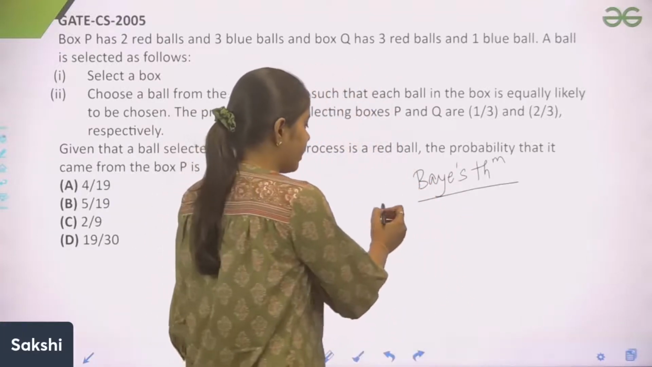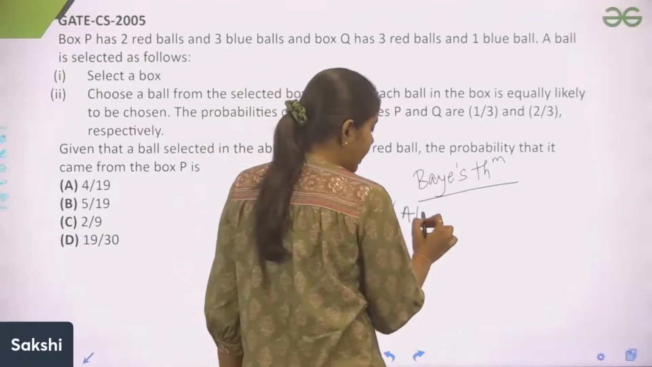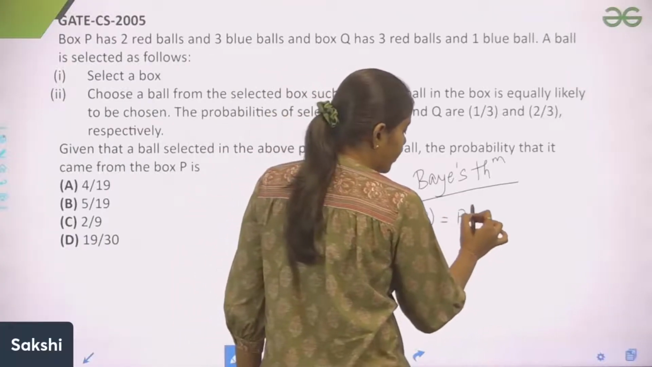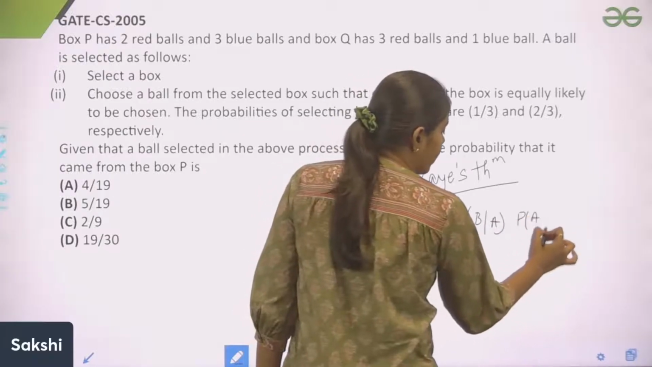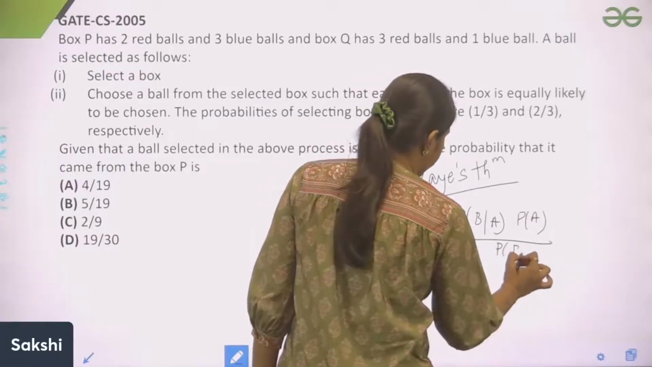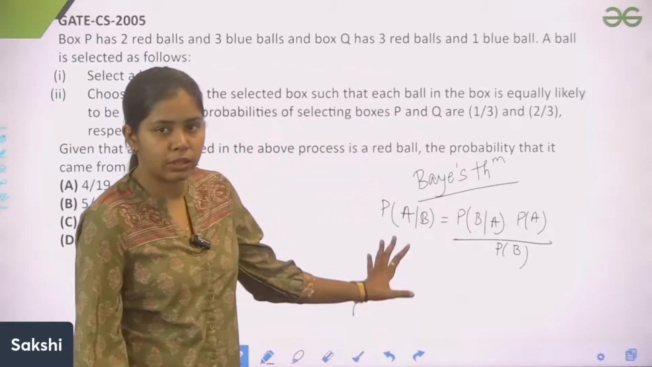सो इट इज सिंपल. इफ आई नीड टू फाइंड आउट प्रोबेबिलिटी ए गिवन बी, ये मैं फाइंड आउट कर सकती हूँ. प्रोबेबिलिटी बी गिवन ए इनटू प्रोबेबिलिटी ऑफ ए अपॉन प्रोबेबिलिटी ऑफ बी, राइट? तो ये मेरी होती है बेस थ्योरम.